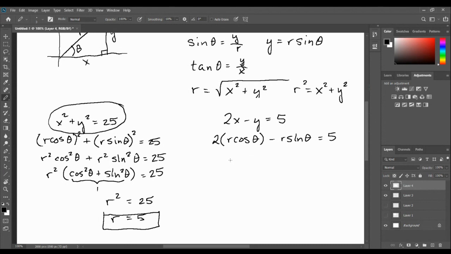We could, if we wanted to, factor r out. We would have 2 cosine theta minus sine theta equals 5. And that would be the equation of the line, 2x minus y equals 5. Clearly not as compact and simple as we had in our Cartesian or our rectangular notation, but it does give us the exact same line when we graph it.